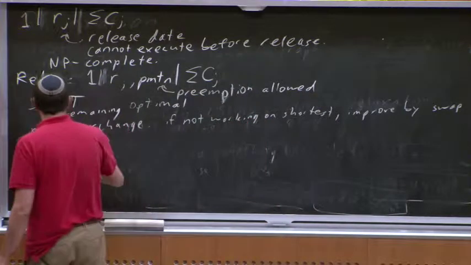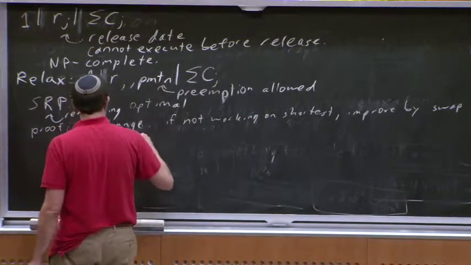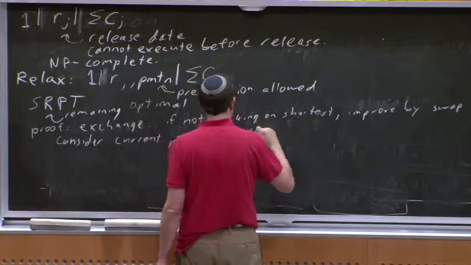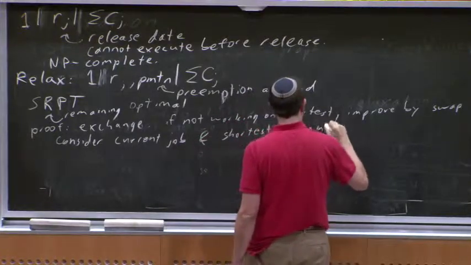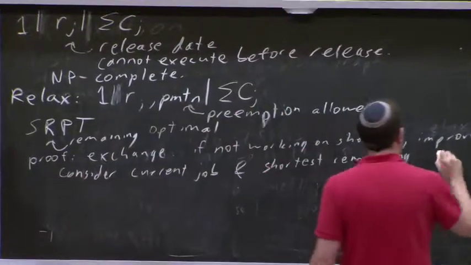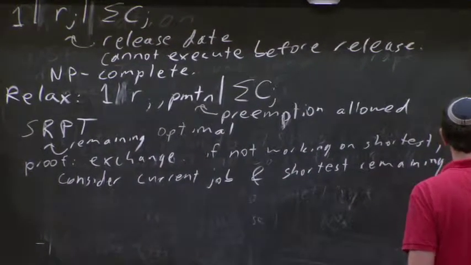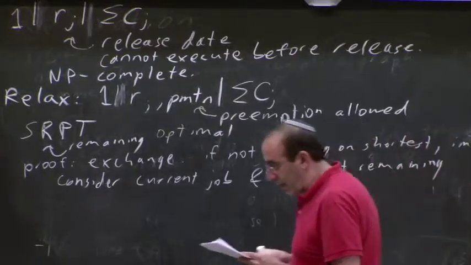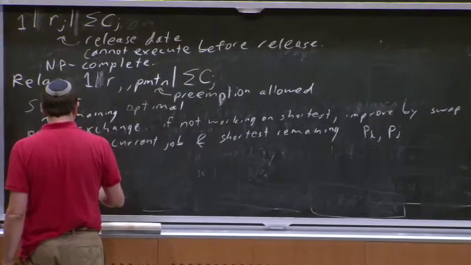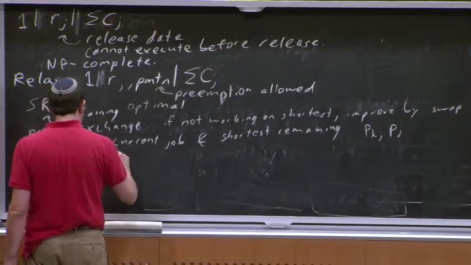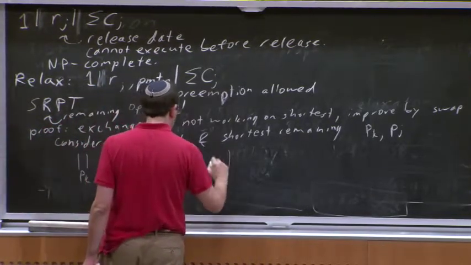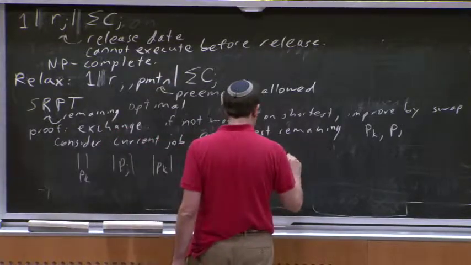So consider the current job and the shortest remaining job. Okay, so I don't know anything about, and let's call these Pj and Pk, or Pk for the current and Pj for the shortest remaining. So I don't know anything about the other jobs, but I can look at the moments in time when, right now I'm currently working on Pk, and sometime later on I'll work on Pj for a while, and then maybe I'll work on Pk some more, and then maybe I'll work on Pj for a while, and then Pk.